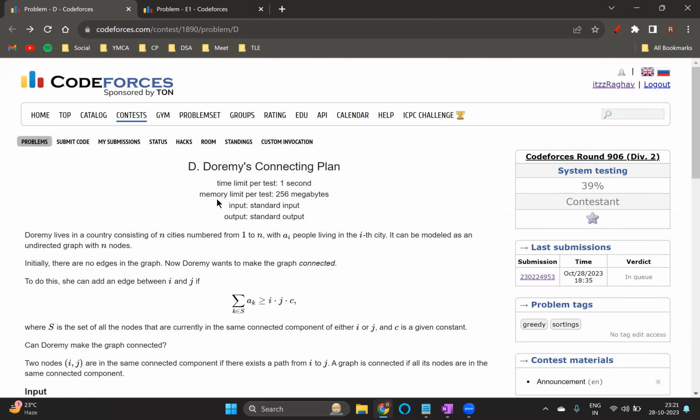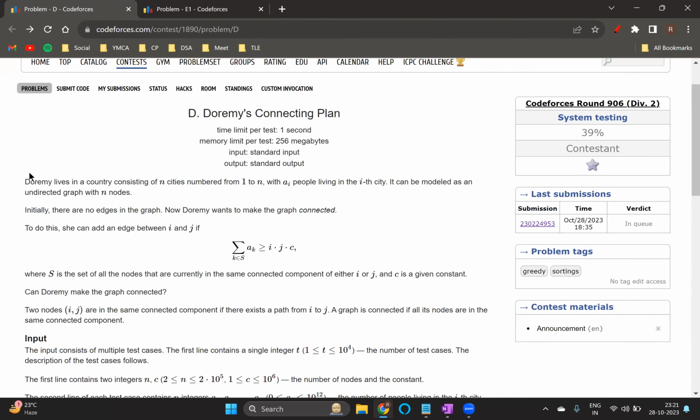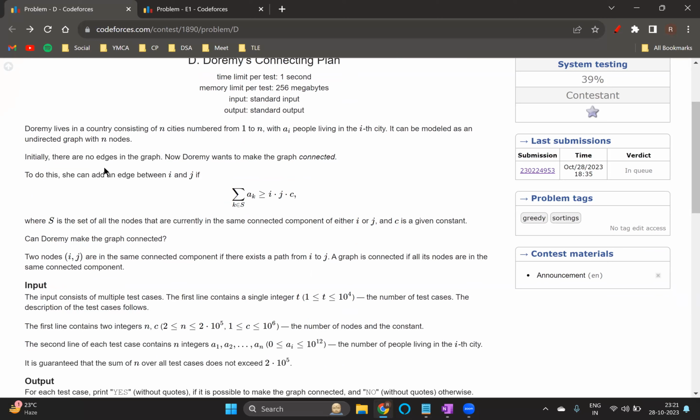This is the D problem of today's contest. The problem says that Dorami lives in a country consisting of n cities from 1 to n. ai people are living in the ith city. It is modeled as an undirected graph with n nodes. Initially, there are no edges in the graph, and for adding an edge between cities i and j, the condition which must be satisfied first is that the sum of the cities in both. Let me use one note here.